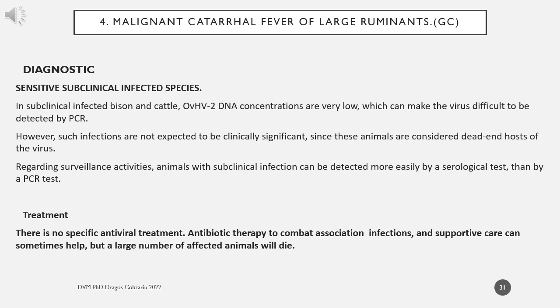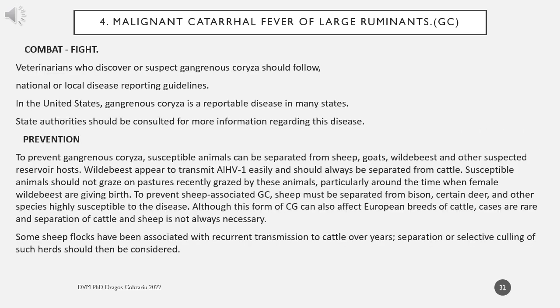Antibiotic therapy to combat associated infections and supportive care can sometimes help, but a large number of affected animals will die. Control. Veterinarians who discover or suspect gangrenous coryza should follow national or local disease reporting guidelines. In the United States, gangrenous coryza is a reportable disease in many states. State authorities should be consulted for more information regarding this disease.